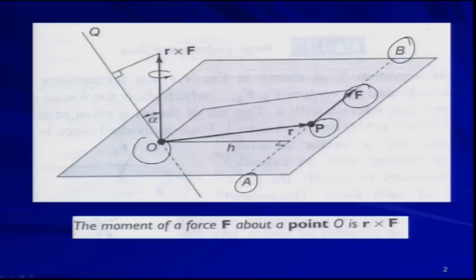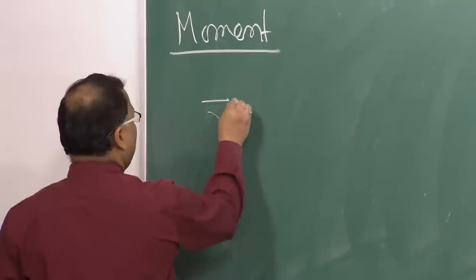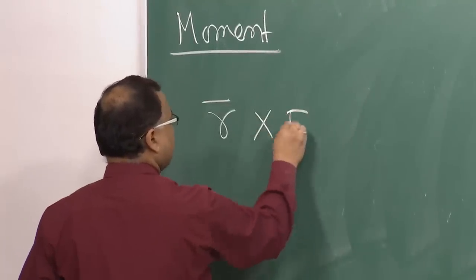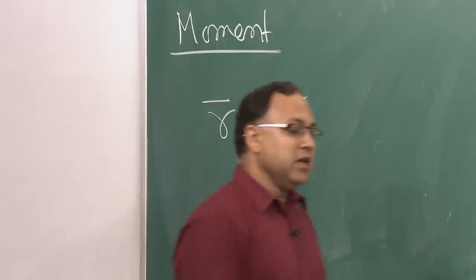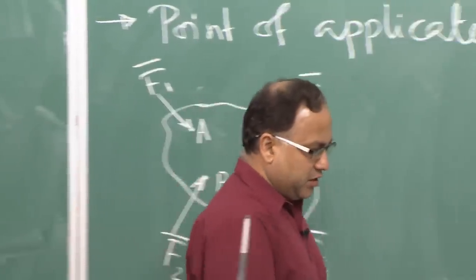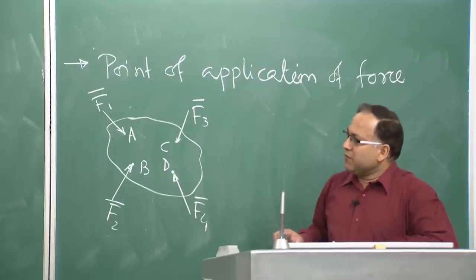Now, this O is another point in the space. On the space shown here, O is any arbitrary fixed point. So that point is fixed. Now, if I want to calculate the moment, the moment will be the vector cross product of the R vector and the force vector. What is the R vector? The R vector is the displacement vector.